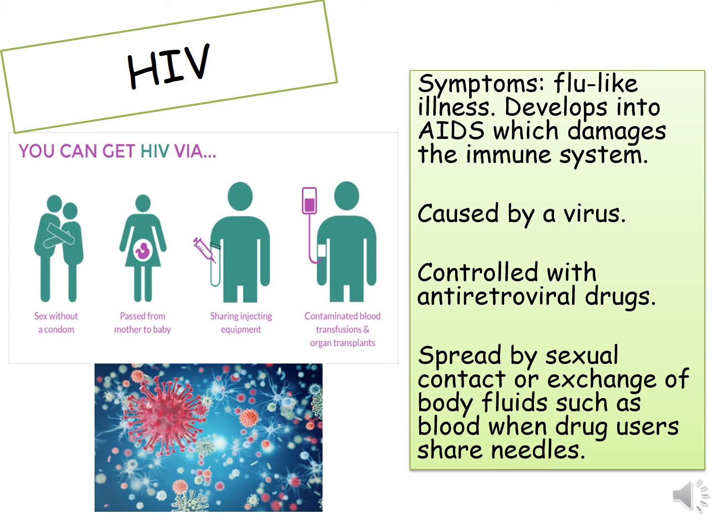HIV is a flu-like illness. It develops into AIDS, which damages the immune system. It's caused by a virus. That is what the V in HIV stands for. It's controlled with antiretroviral drugs. It's spread by sexual contact or exchange of bodily fluids, such as blood, when drug users share needles.